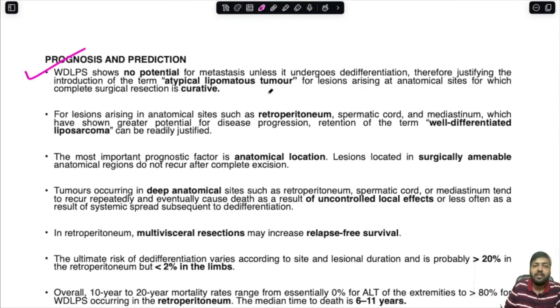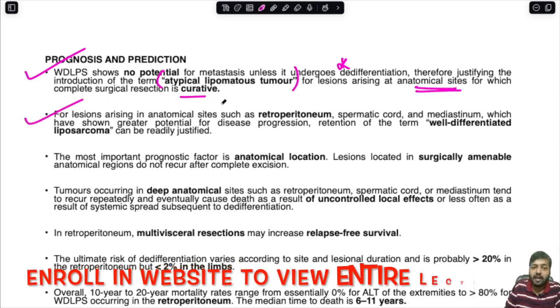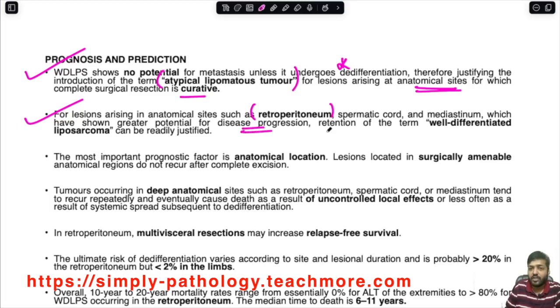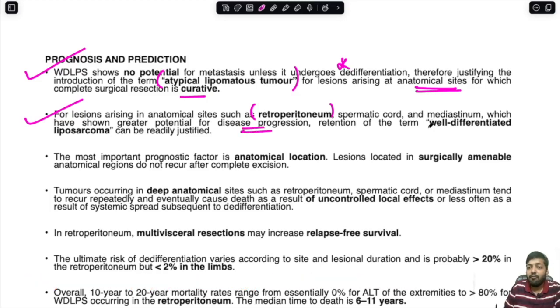So well-differentiated liposarcoma shows no potential for metastasis unless it undergoes de-differentiation, therefore justifying the introduction of the term atypical lipomatous tumor for lesions arising at anatomical sites for which complete surgical resection is curative. For lesions arising in anatomical sites such as the retroperitoneum, spermatic cord and mediastinum, which have shown greater potential for disease progression, retention of the term well-differentiated liposarcoma can be readily justified.